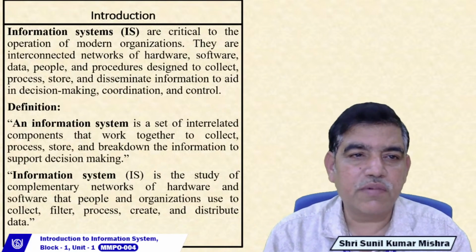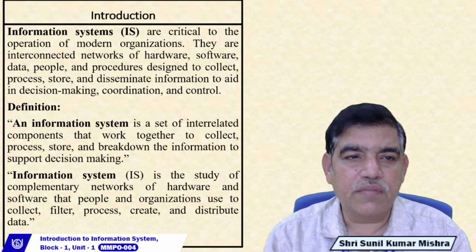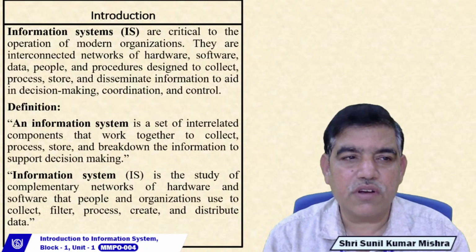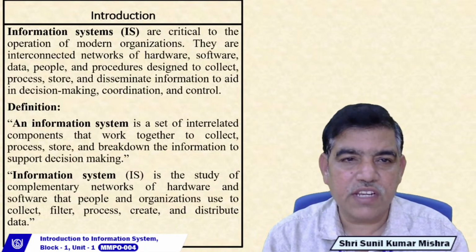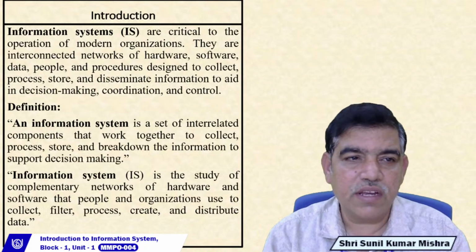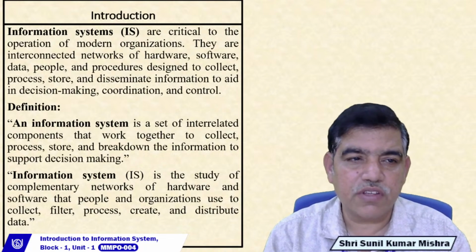Now, what is actually an information system? Information systems are critical to the operation of modern organizations. They are interconnected networks of hardware, software, data, people, and procedures designed to collect, process, store, and disseminate information to aid in decision making, coordination, and control.